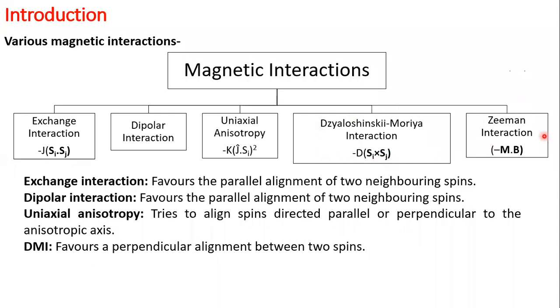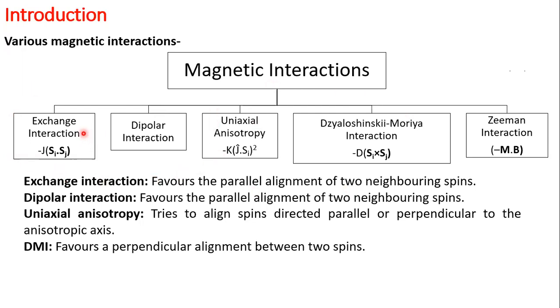The fifth one is the Zeeman interaction, and this is the interaction of the magnetic dipole moments with the externally applied magnetic field. So these are the 5 kinds of magnetic interactions present, and the strength of each interaction varies from material to material, depending completely on the position of the metal in the periodic table. For example, in the case of iron, Fe, we all know that the exchange interaction and the dipolar interaction are the most dominant of these interactions.